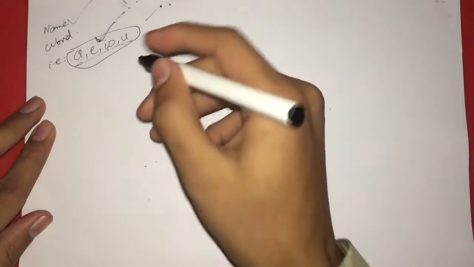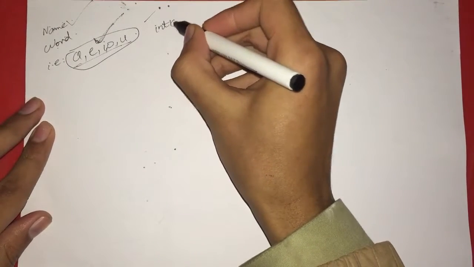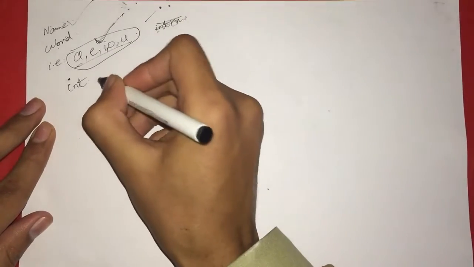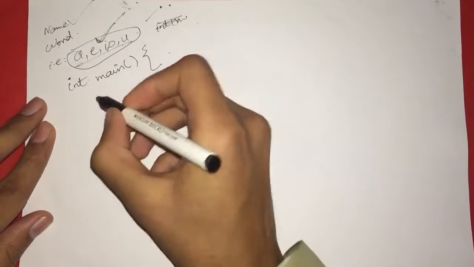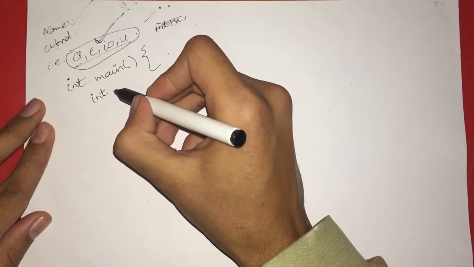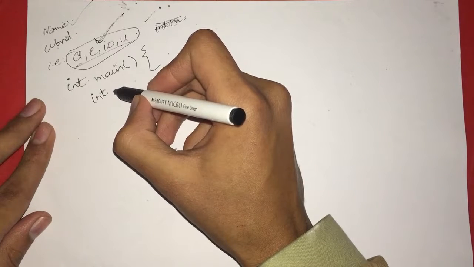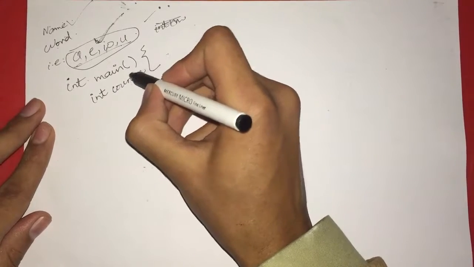So how do we make the program? First of all, we need the logic. Let me just write int main, here we have a bracket. All right, I will declare a counter. Int counter.